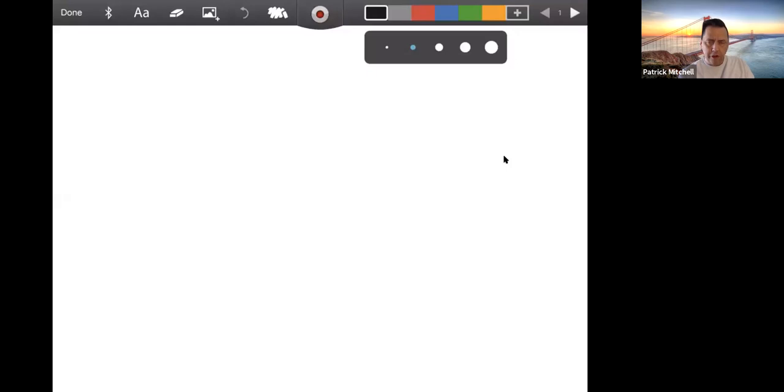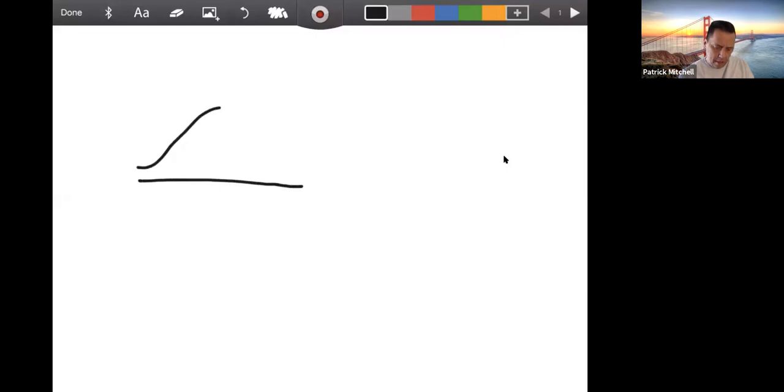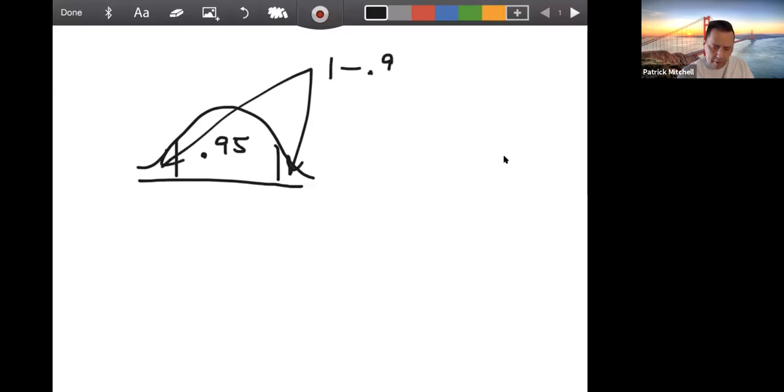All right, so I want to show you where the critical z value for the 95% confidence interval comes from. Let's say this is my standard normal distribution, and I'm going to put 95% right in the middle, which means that these two areas combined are equal to 0.05, right?